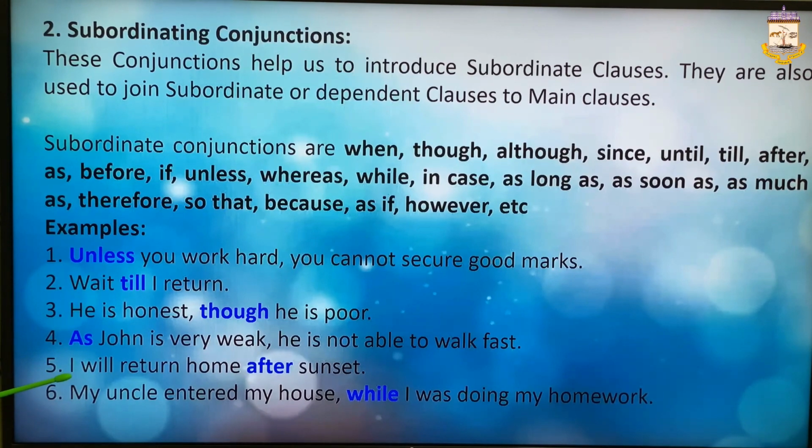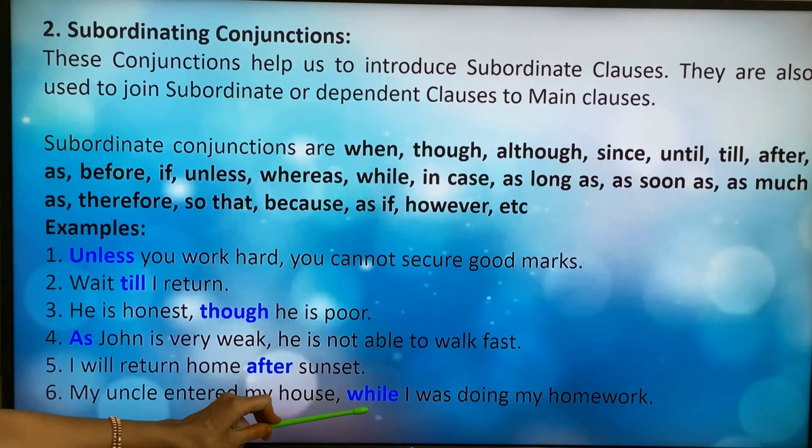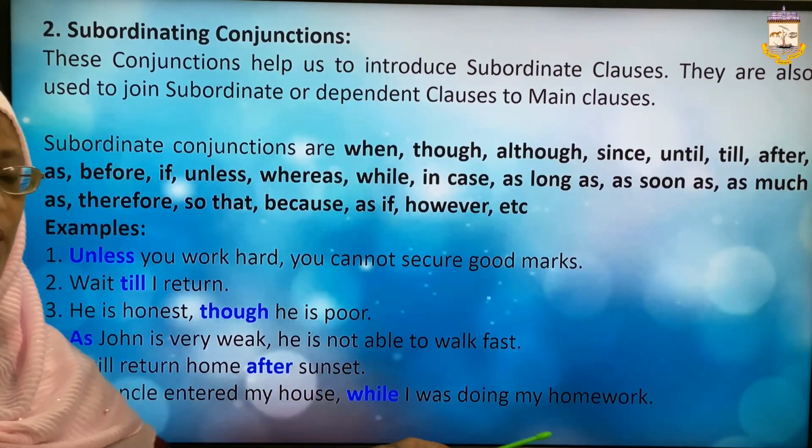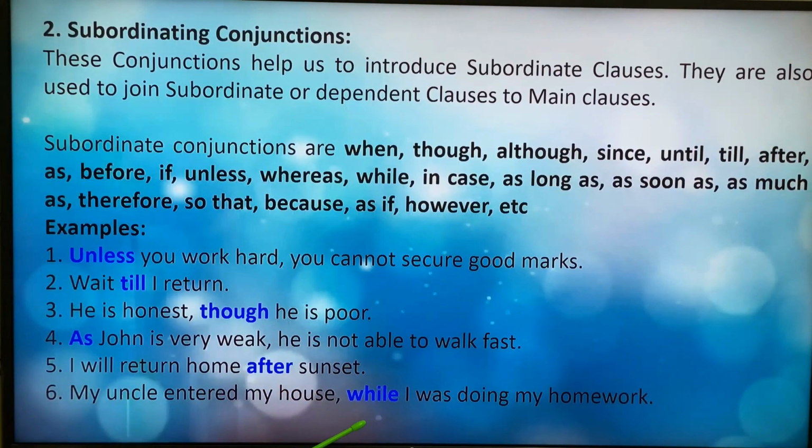Let's look at the next example. I will return home after sunset. After is a subordinating conjunction here. My uncle entered my house while I was doing my homework. So while here denotes time.